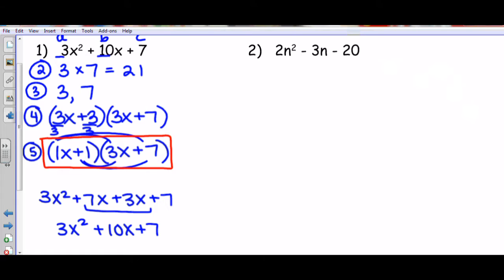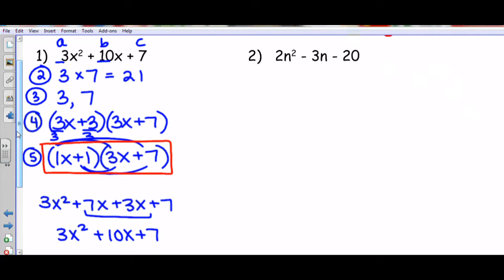So I'm going to do the same thing in number 2. So remember, your first step is to make sure that you don't have any like terms. So between 2, -3, and 20, I don't have anything in common. The 2 and 20 do, but all 3 of the terms have to be able to divide by the same number. So in step 2, I'm going to multiply my A term times my C term. So 2 times -20 will give us a -40.